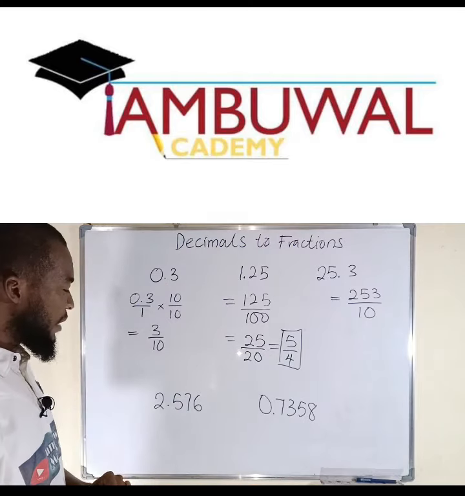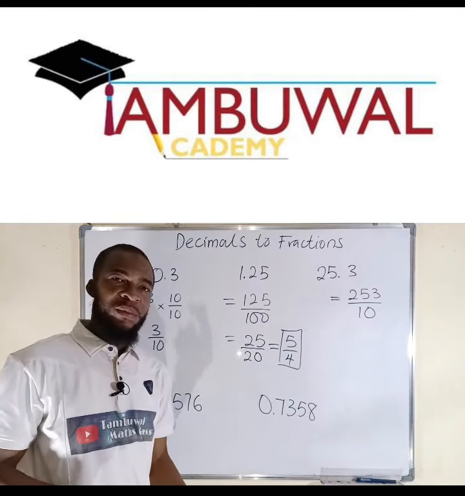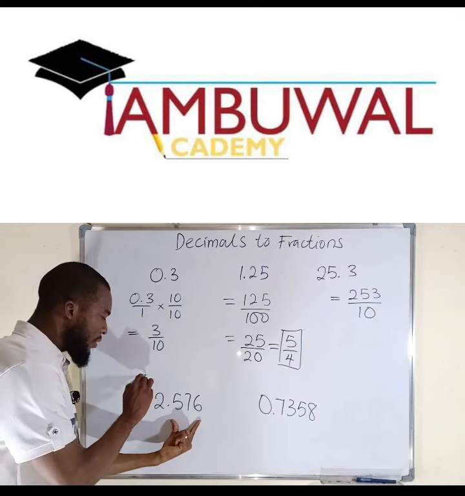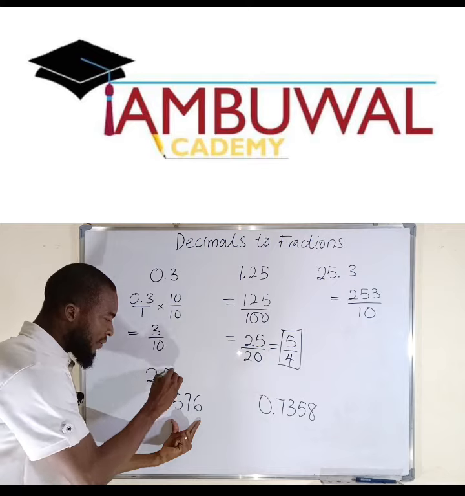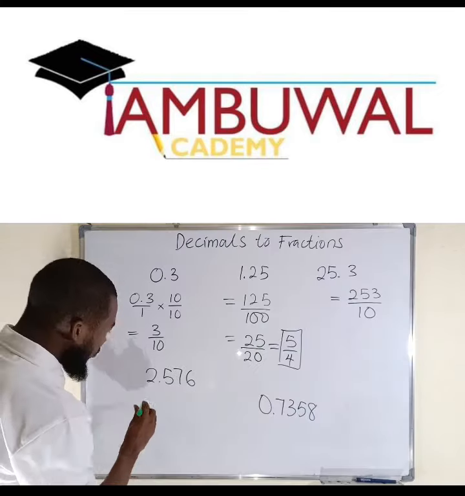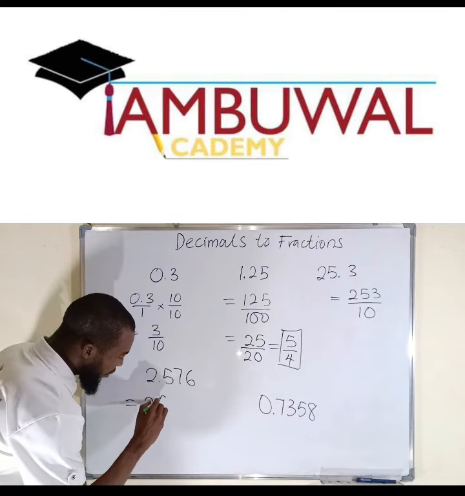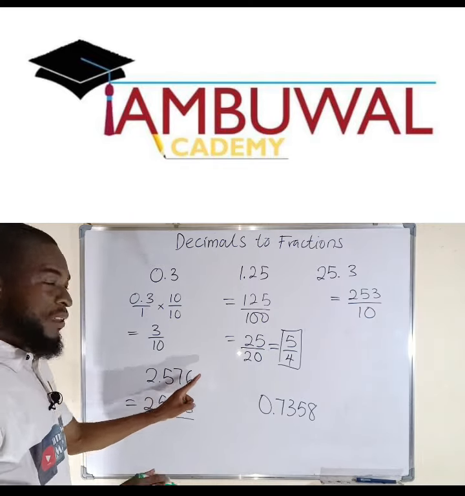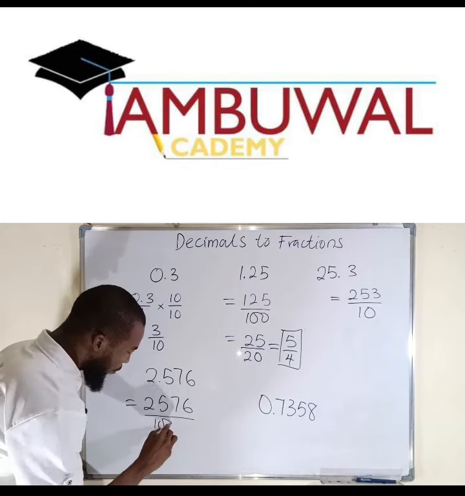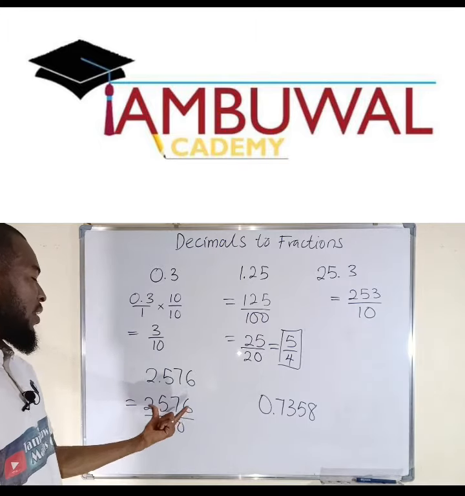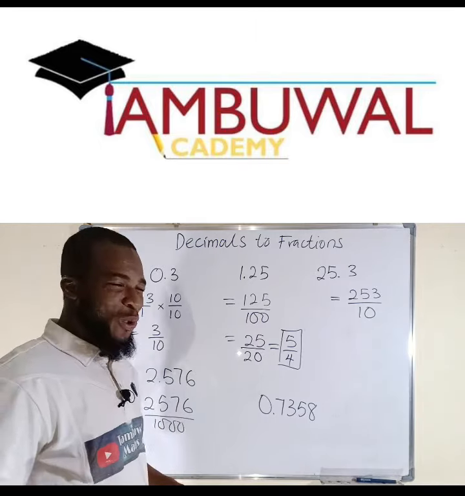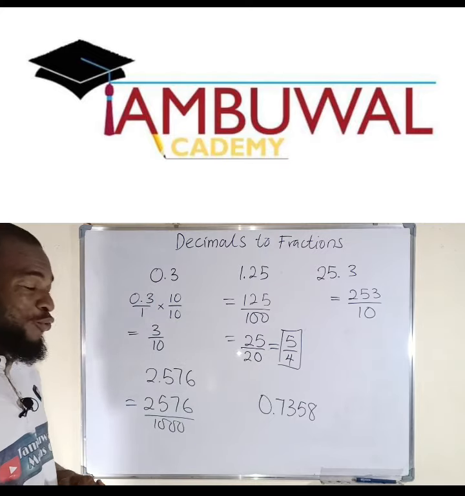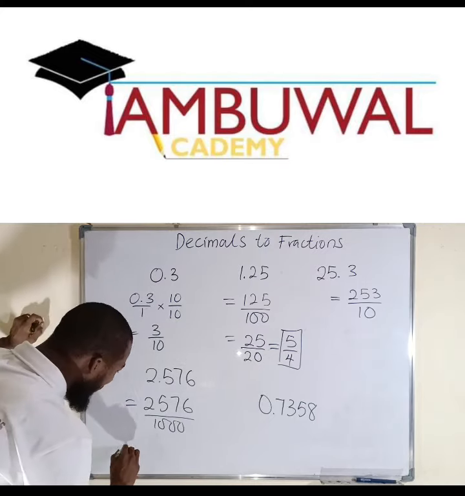Coming here, this number has how many decimal places? 3. Let me take it a little bit to the top. 2.576. So this is the same thing as writing the number 2576, and you divide by 1000, right? All these numbers are even numbers. You can divide even numbers by 2, right? This is the same thing.